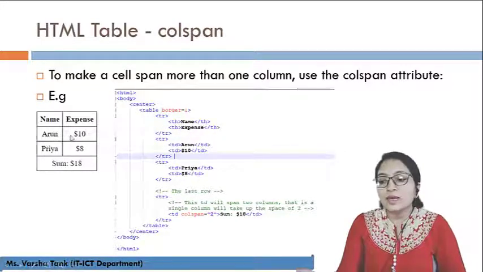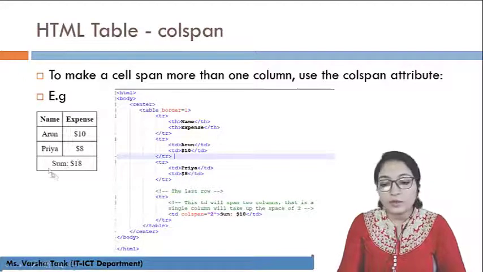After that, this is the second row: TR, TD Arun and TD $10. After that, this is the third row: TR, TD Priya and TD $8. Now what do we have to do in the fourth row? In the fourth row, you can see these two columns are merged.